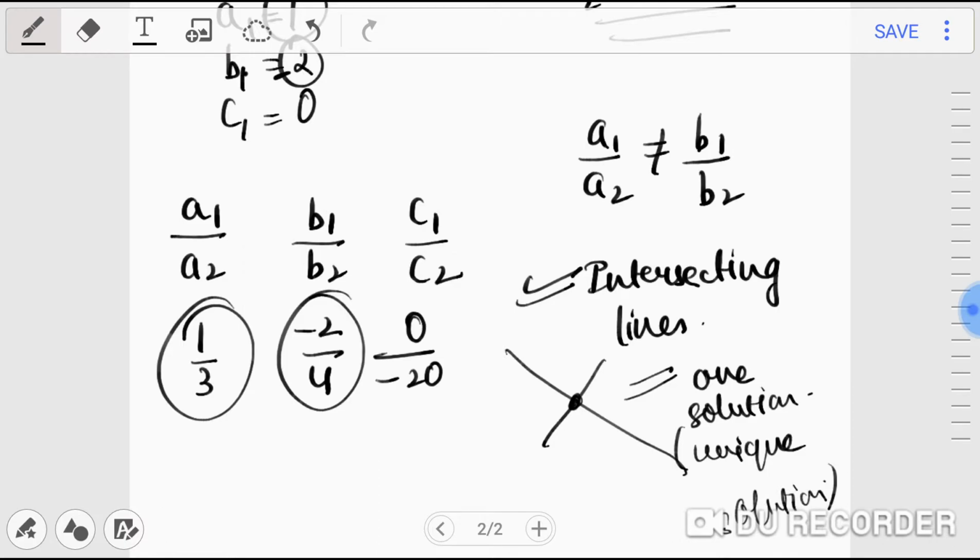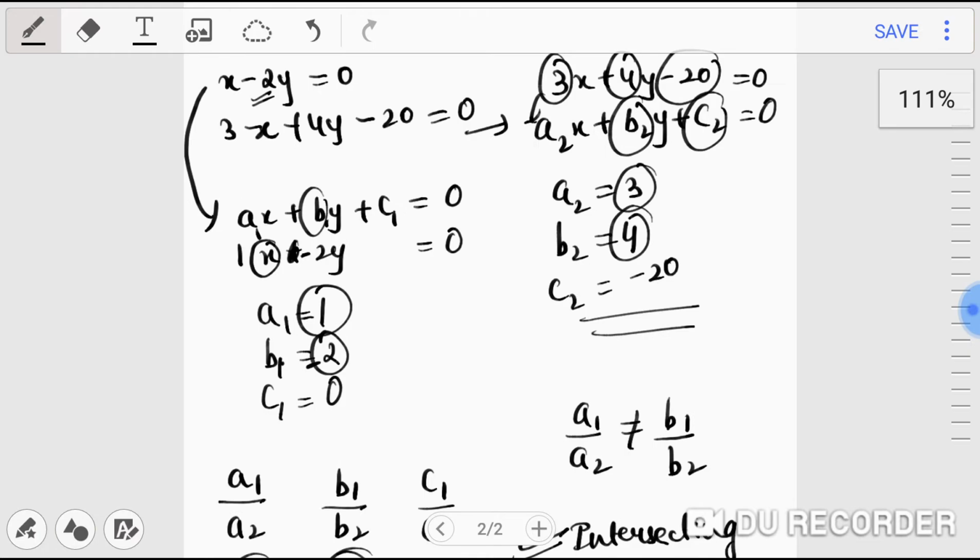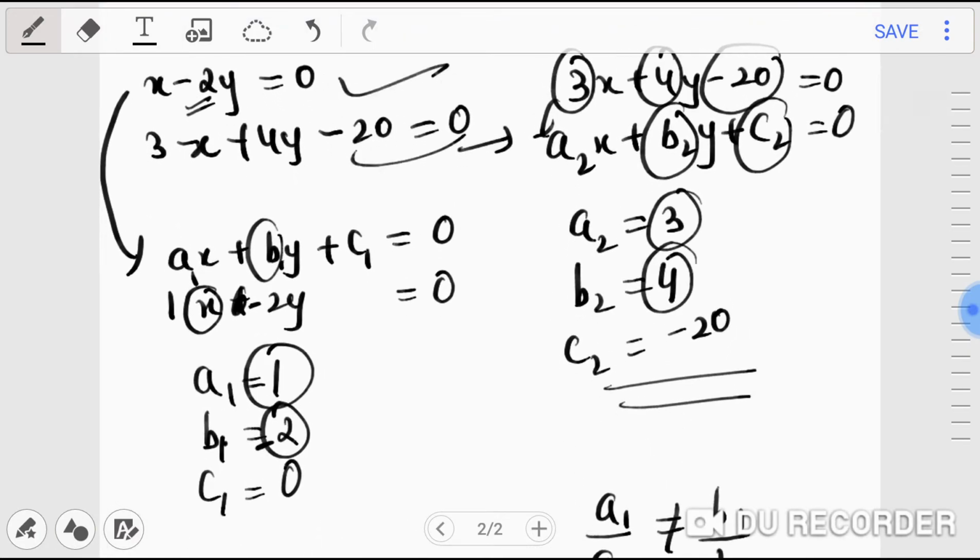Got the point? So first of all, you have to make the ratios. First of all, you have to write a1, b1, c1, a2, b2, c2 and put them into ratios, that is a1 upon a2, b1 upon b2, and first compare whether a1 upon a2 is equal to b1 upon b2 or not. If it is not equal, that means the two equations given at the start, when you plot their graphs, will intersect each other.